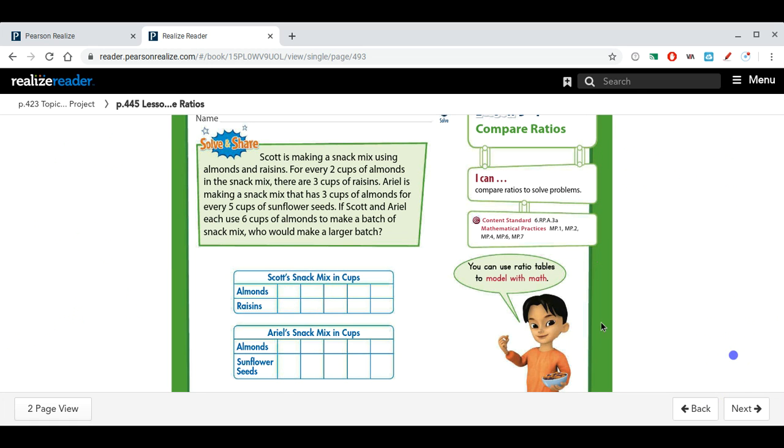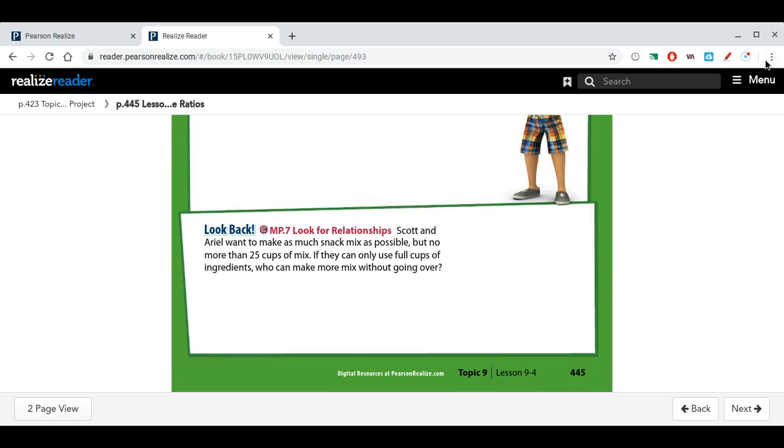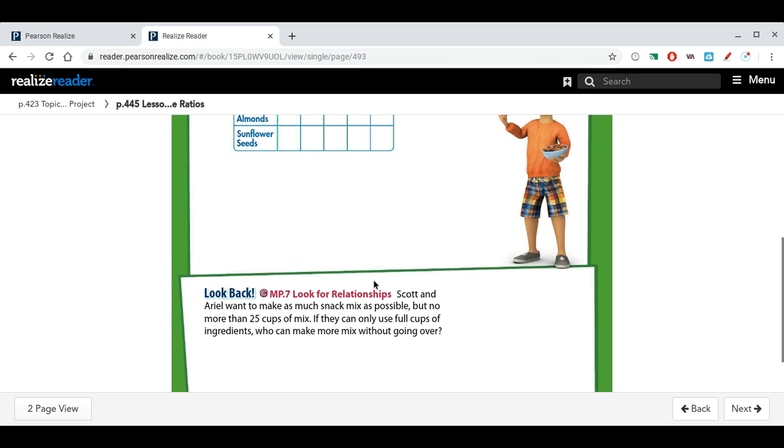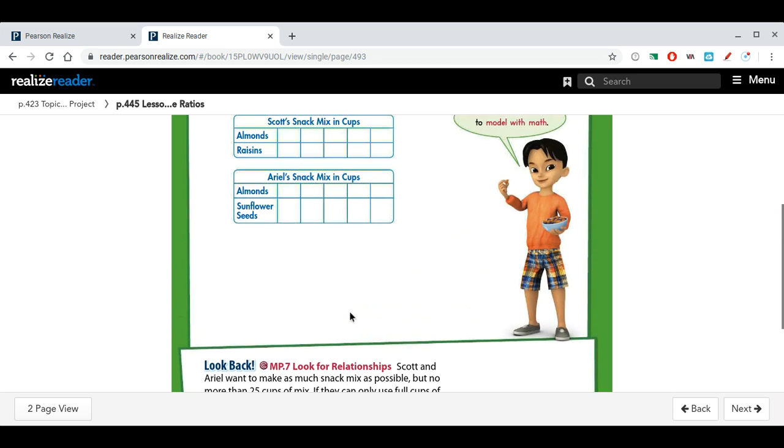Okay, so let's go ahead and take a look at our next problem. So our next problem says Scott and Ariel want to make as much snack mix as possible, but no more than 25 cups of mix. They can only use full cups of ingredients. Who can make more mix without going over? So we need to look at how many cups of mix they can make. And so this is where going back to that table is going to be helpful.